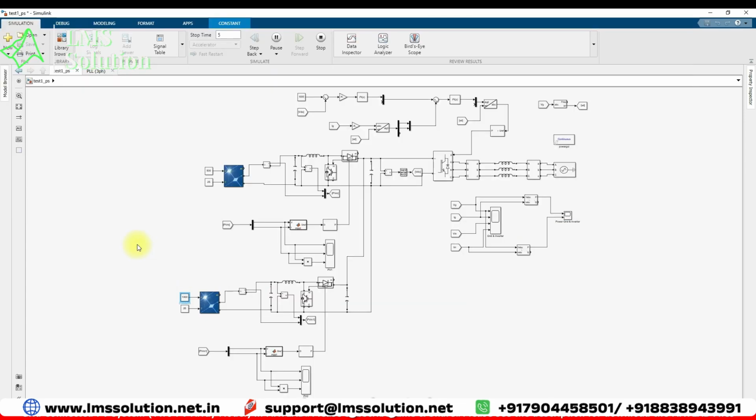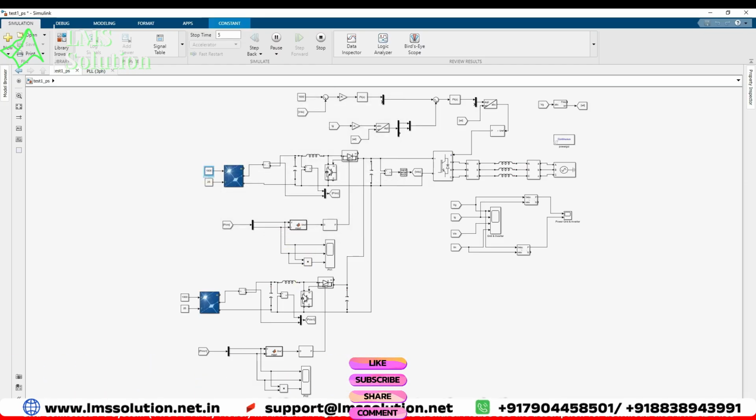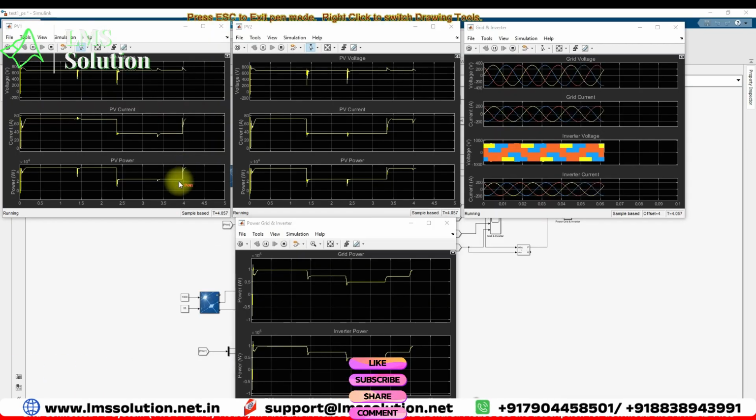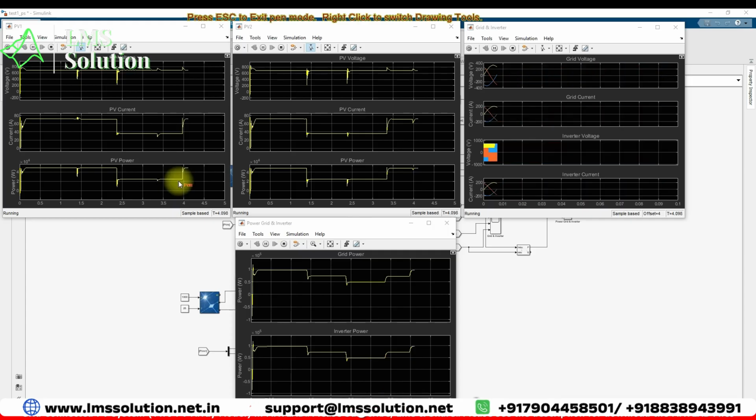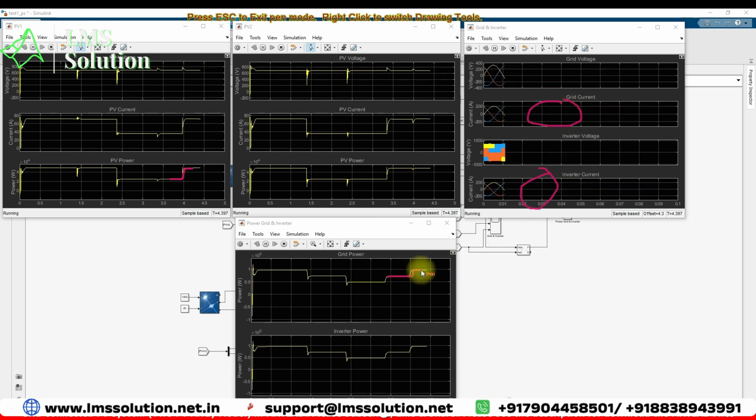So now I'm going to increase the irradiation of PV array 1 to 1000 watts per meter square, and then you have to check the result. Now you can see that because of increasing irradiation from 500 to 1000 watts per meter square, the PV array 1 power goes to around 48.97 kilowatts. And also you can see that there is an increase in grid current and inverter current, and also an increase in grid power and inverter power because of increasing irradiation in PV array 1.